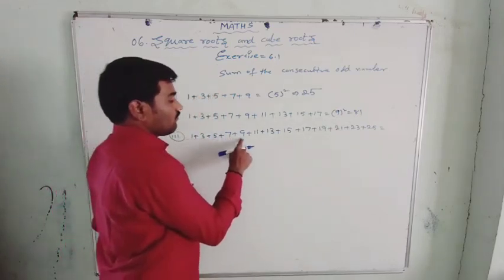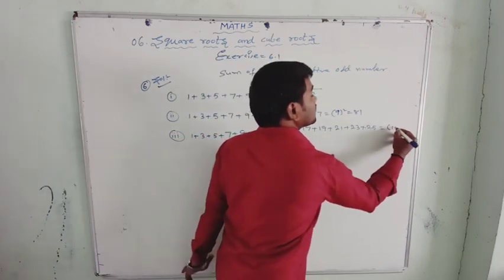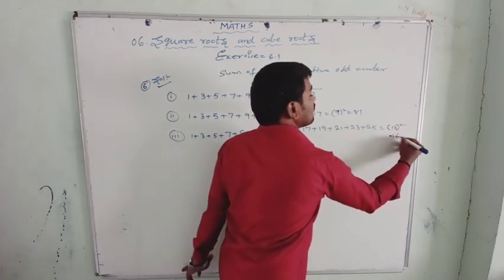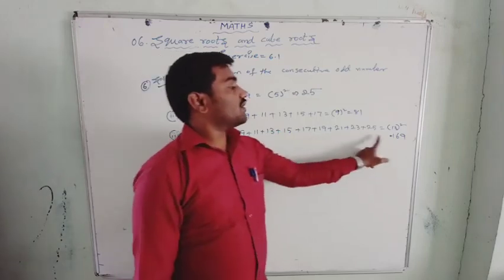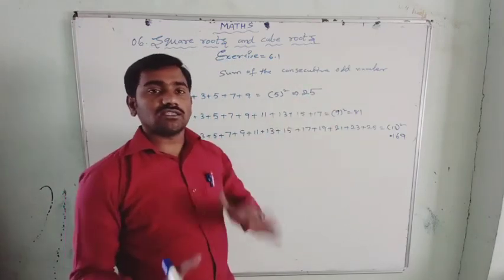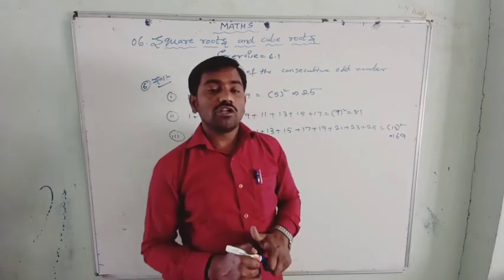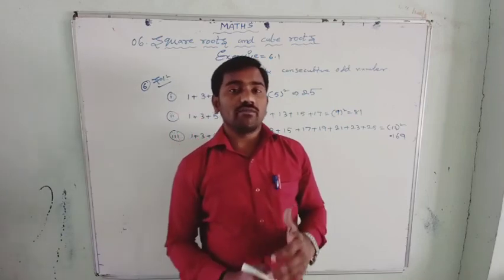Now 1, 2, 3, 4, 5, 6, 7, 8, 9, 10, 11, 12, 13. So here 13 square you have to take. 13 square is 169. The sum of all these equals 169. Without adding, we are telling the sum. This is what they asked. So this is a trick you need to use to find the sum without adding. It's only possible when the sum of consecutive odd numbers is given.